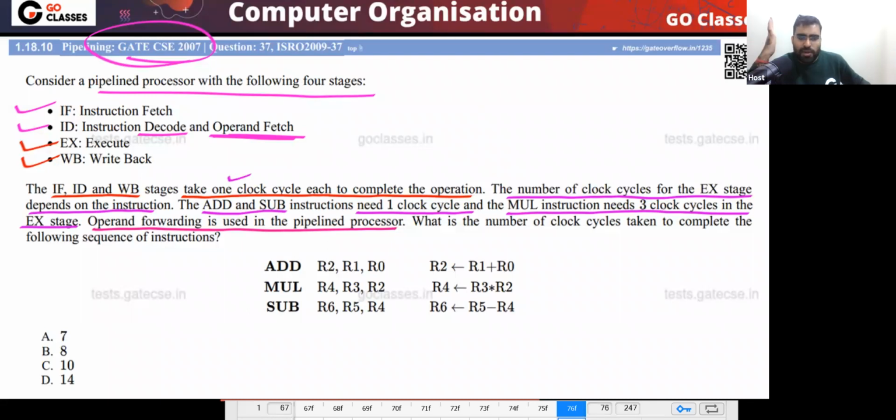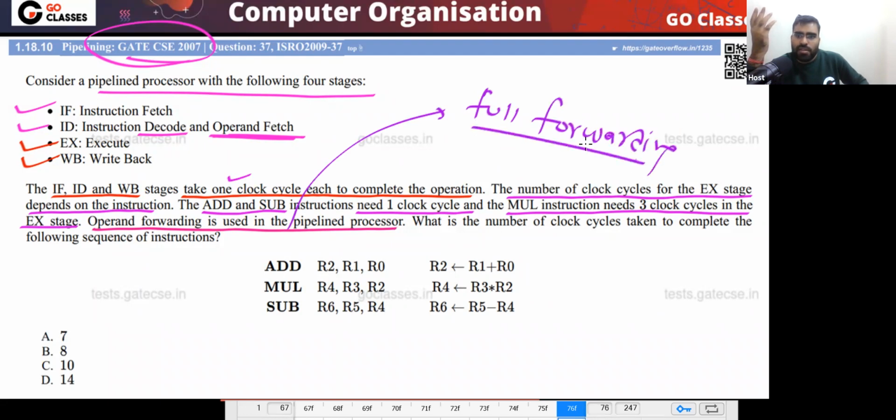जहां जरूरत पड़े वहीं पे लगा लो. Okay, whatever you need, just use it. It is the full forwarding. Basically, in the question, full forwarding is given to you, because the question is not mentioning from where to where. The question is simply saying that full forwarding is given to you. Okay, operand forwarding you can use.